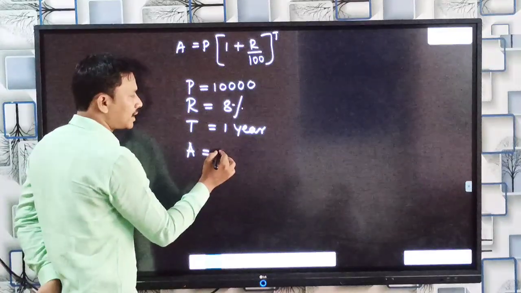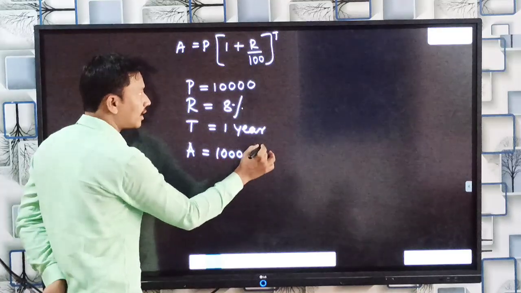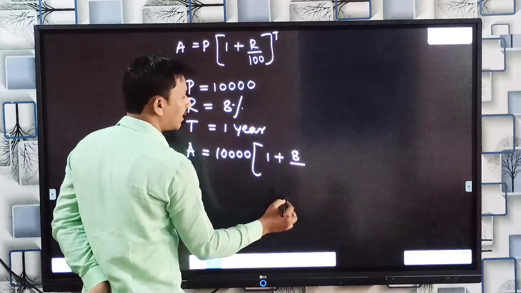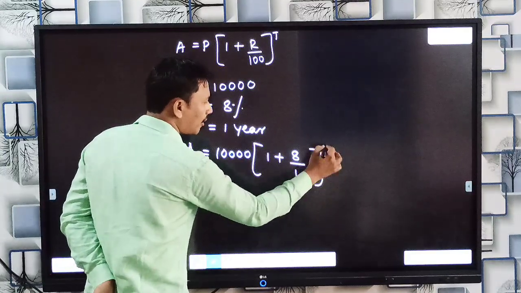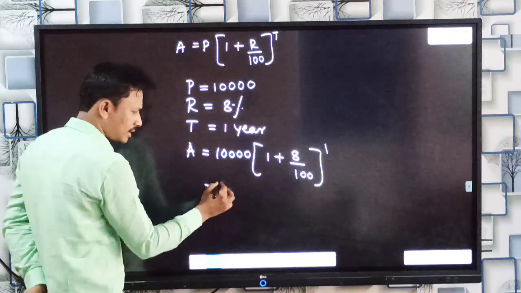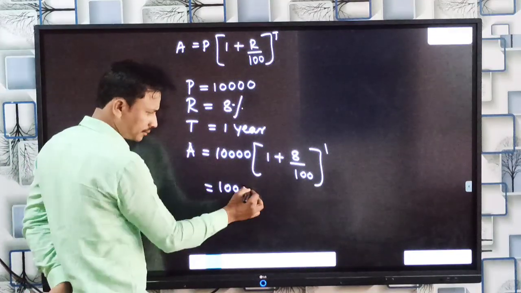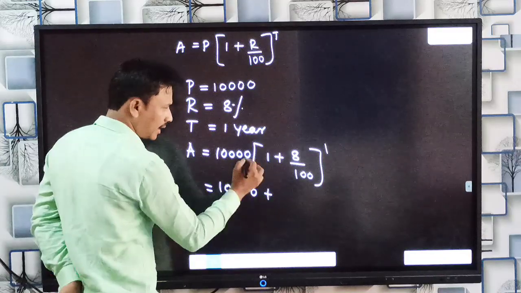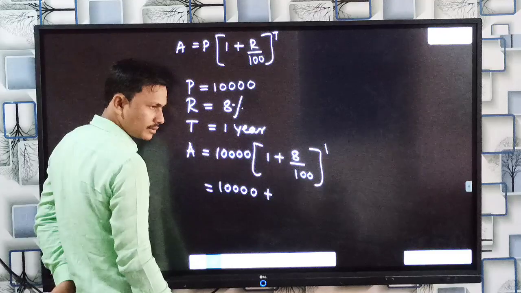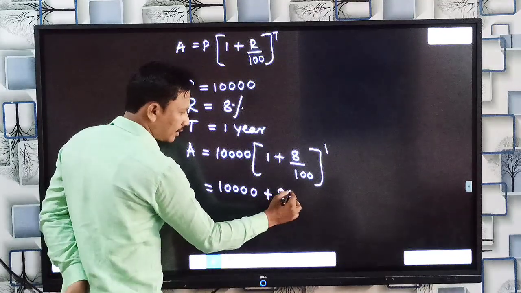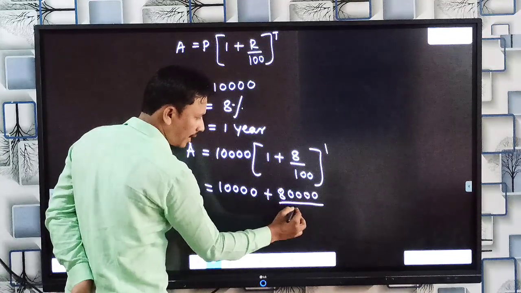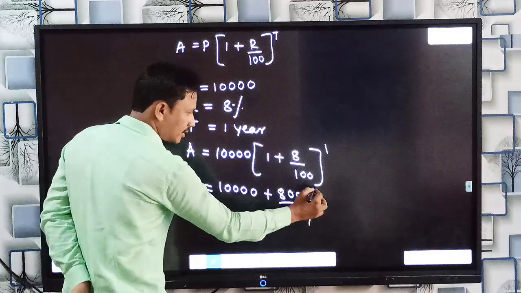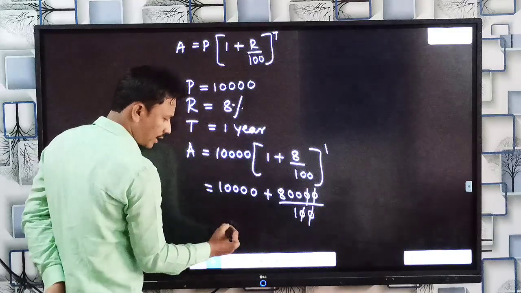Okay. What is the P value? 10,000 in bracket 1 plus, what is the rate here? 8% divided by 100, to the power of T, which is equal to 1. This is equal to 10,000 into 1, 10,000 plus 8,000 into 8, 80,000 divided by 100. Zeros cancel.